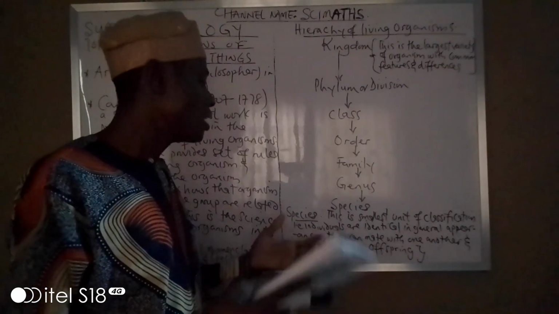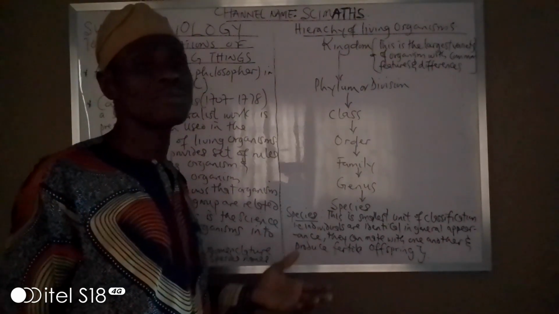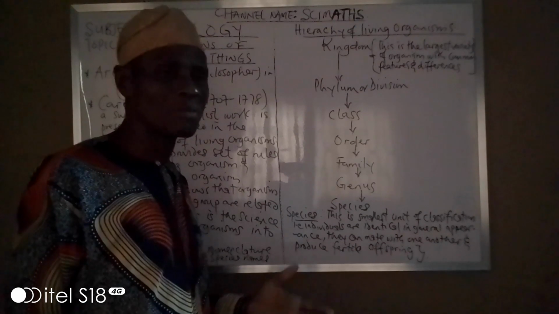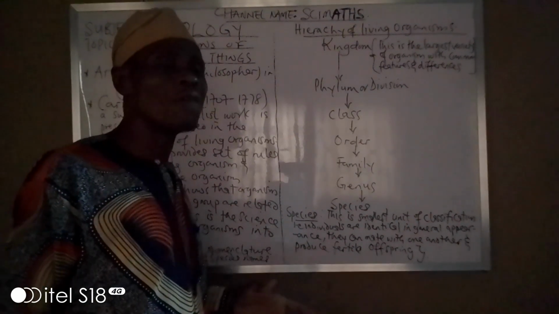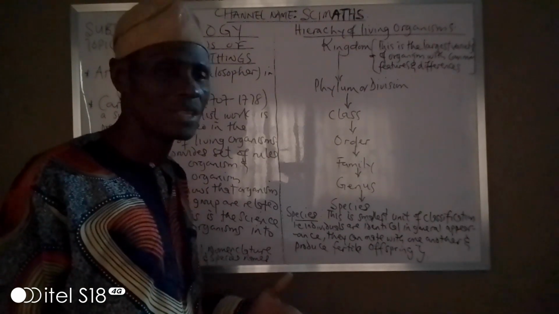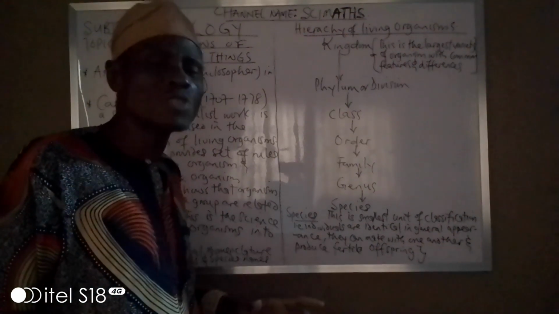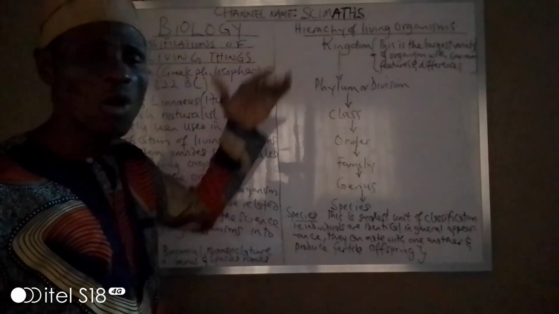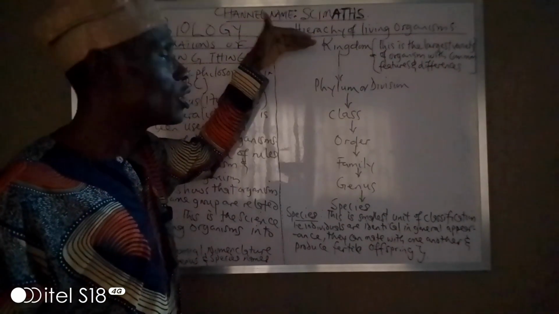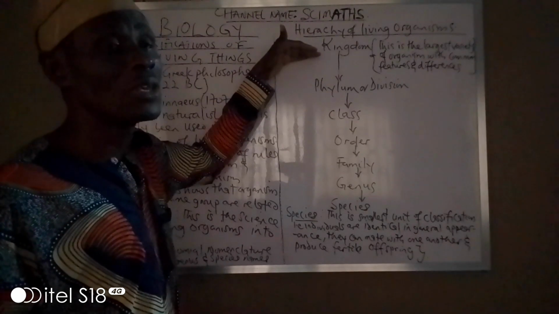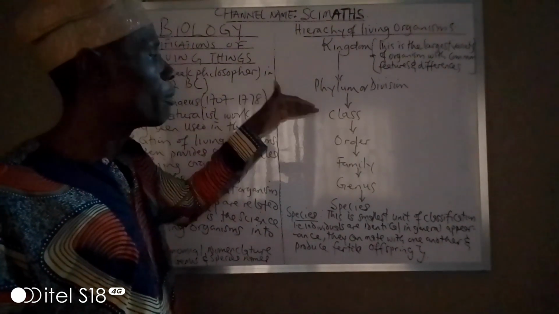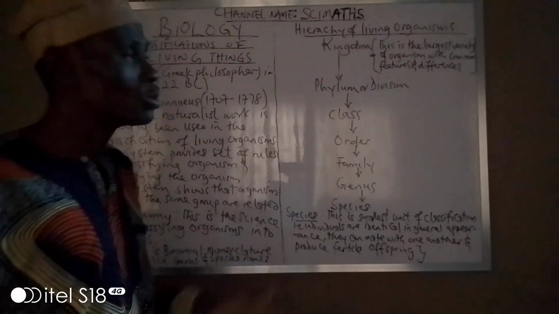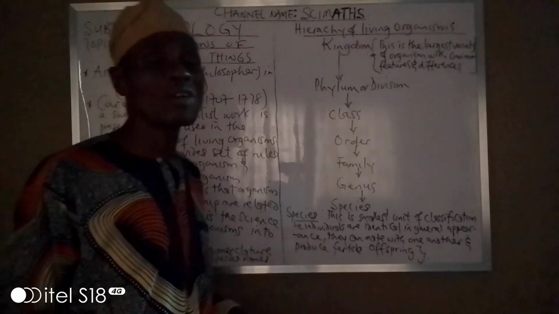So the species is the smallest unit of classification of organisms that are identical in appearance and can mate with one another. At this level, organisms of the same species can mate to produce offspring. So we can see that the levels of classification start from the kingdom: Monera, Protista, Animalia, Plantae. We will look at that in the near future. Then we move on to the phylum, class, order, family, genus, and the last one is the species. So these are the ways of classifying living organisms.